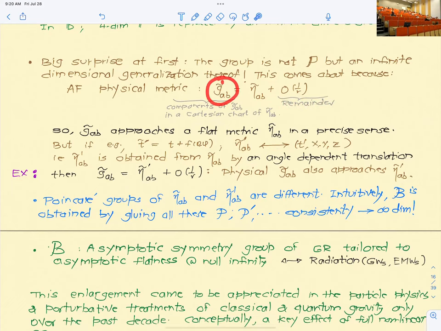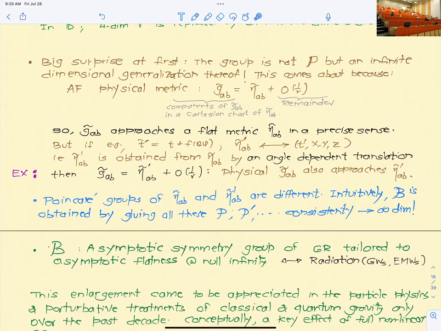Now, suppose g tilde approaches one flat metric eta tilde ab in the precise sense. And now suppose I make a simple transformation, which is like a translation, but it is an angle-dependent translation: t goes to t prime equals t plus f of theta, phi. Then with the new t prime, I can construct another flat metric eta prime ab, whose Cartesian coordinates are t prime, x, y, and z. So eta tilde prime is obtained from eta tilde by an angle-dependent translation.